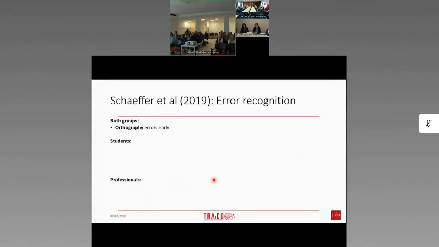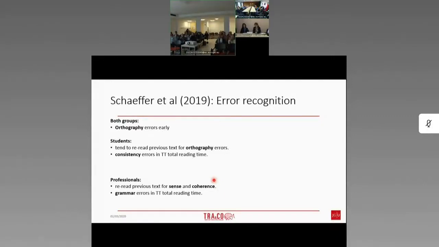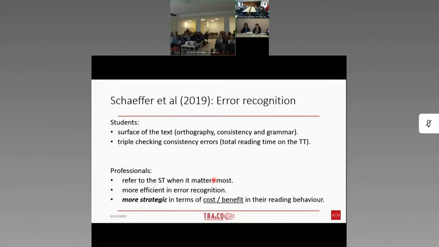Obviously we can say that orthography errors are recognized by both groups early. Students tend to reread previous text for orthography, which, as said, is not very intuitive. The professionals, on the other hand, reread previous text for sense and coherence, which again makes sense. Consistency errors show up in total reading time for the students, whereas the professionals look at grammar. And then, as I said, the most interesting effect is in terms of source text reading times, where students spend more time on all error categories apart from sense, which is actually where it's important to go back to the source text, right? And the professionals only go back to the source text for those sense errors.